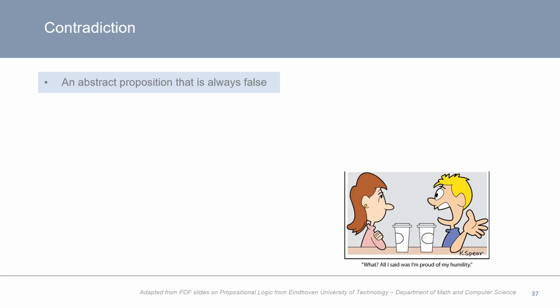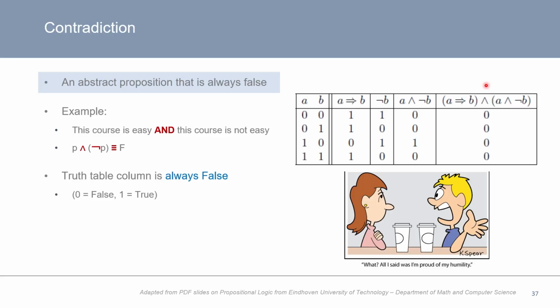On the other hand, a contradiction is an abstract proposition that is always false. For example, the statement "this course is easy, and this course is not easy" is of course a contradiction, since both things can't be true at the same time. Therefore, this statement is always false, and we can represent it with the propositional sentence, P and not P is equivalent to false. Looking at a different example of a proposition that is a contradiction in this truth table, we see that all interpretations or models are always 0 or false.